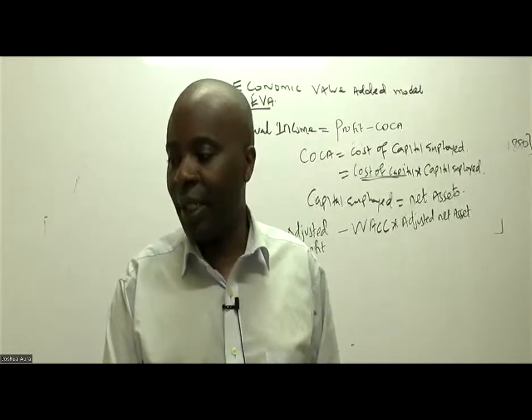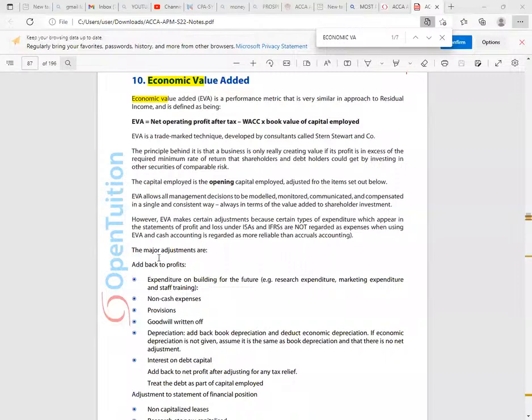And I would want to project something here so you can go now through these notes having discussed them. So you're saying that economic value added model is a performance metric that is very similar in approach to residual income and is defined as EVA is net operating profit after tax minus WACC times book value of capital employed. EVA is a trademark technique developed by consultants called Stern Stewart and Company. Don't cram that. There is no examiner who will ever ask you that kind of a silly question.